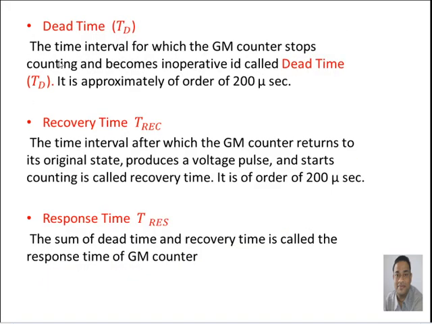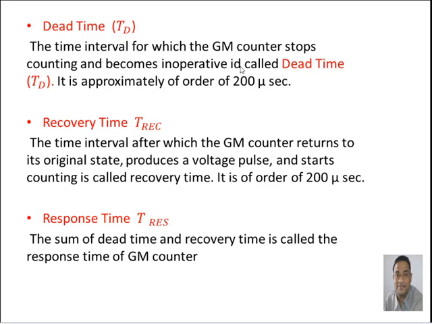Now there are some particular parameters for a GM counter. The first is dead time. It is denoted by TD as shown in the bracket. The time interval for which the GM counter stops counting and becomes inoperative is called the dead time, TD. It is approximately of the order of 200 microseconds. Now why does a GM counter have a dead time?